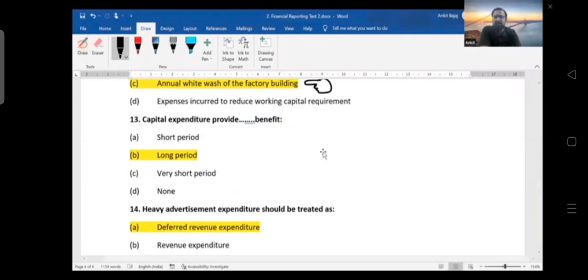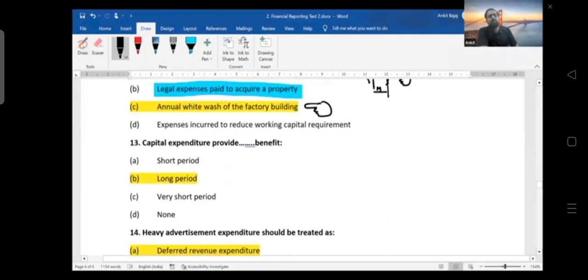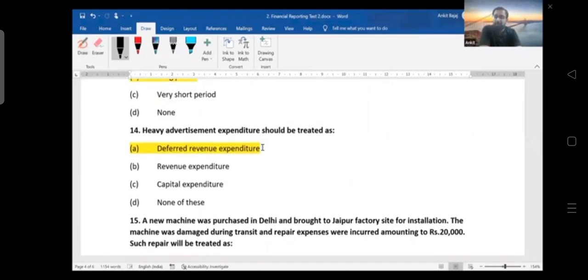Capital expenditure, obviously, is that which provides you benefit for more than 1 year, right? That will be considered as a capital expenditure, right? Heavy advertisement expenditure, deferred revenue expenditure मैं आपके साथ डिस्कस करूंगा. इस क्वेश्चन को अभी होल्ड करता हूँ, राइट? डिफर्ड रेवेन्यू एक्सपेंडिचर कमिंग सेशंस में आपके साथ डिस्कस करूंगा, है ना?